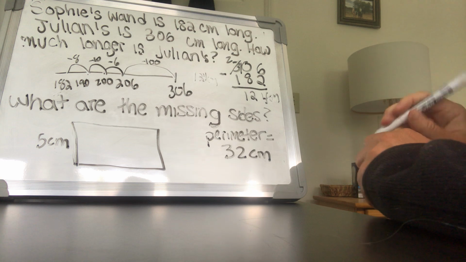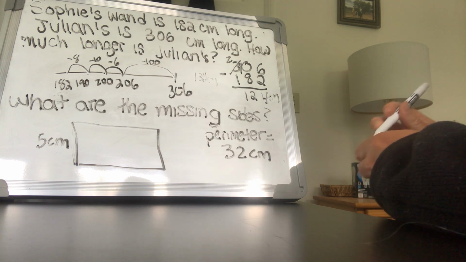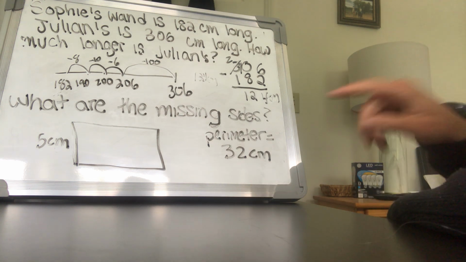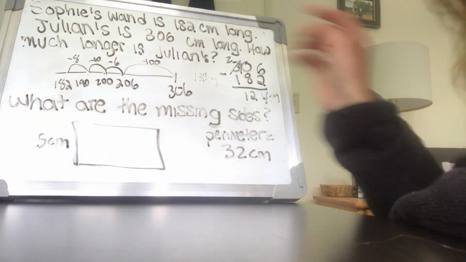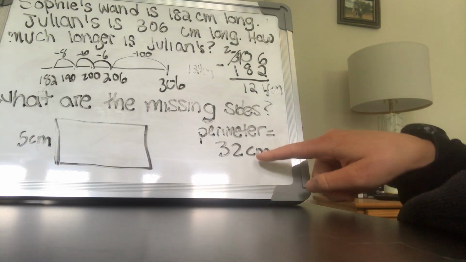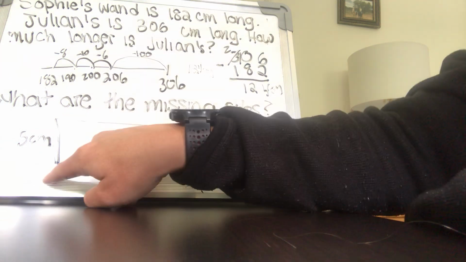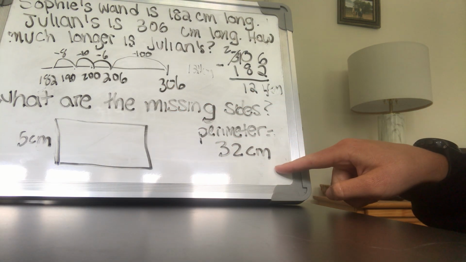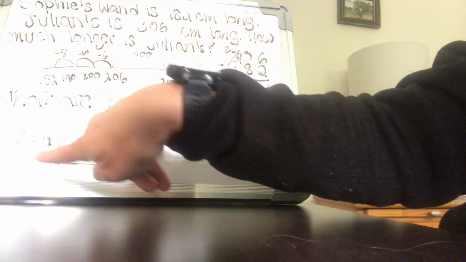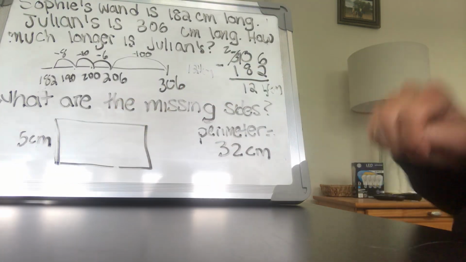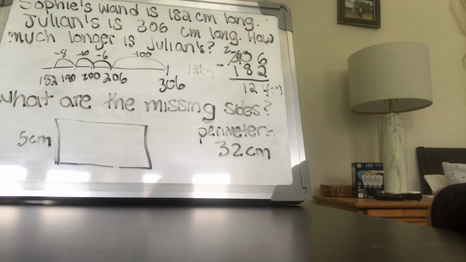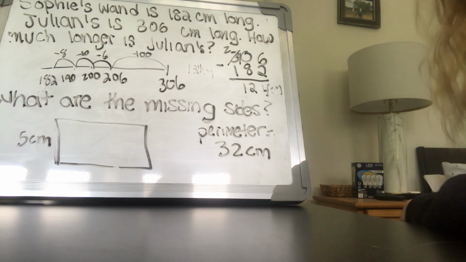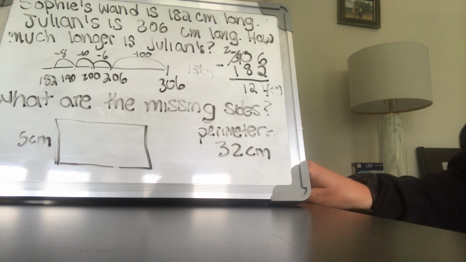Okay, your last question of the whole week asks you to find the missing sides. This side is 5 centimeters. The perimeter, so the distance around the whole shape, is 32 centimeters. If this is a rectangle, and these sides are the same and these sides are the same, how are you going to figure out the missing sides? Go ahead, take your last 2 minutes to solve.